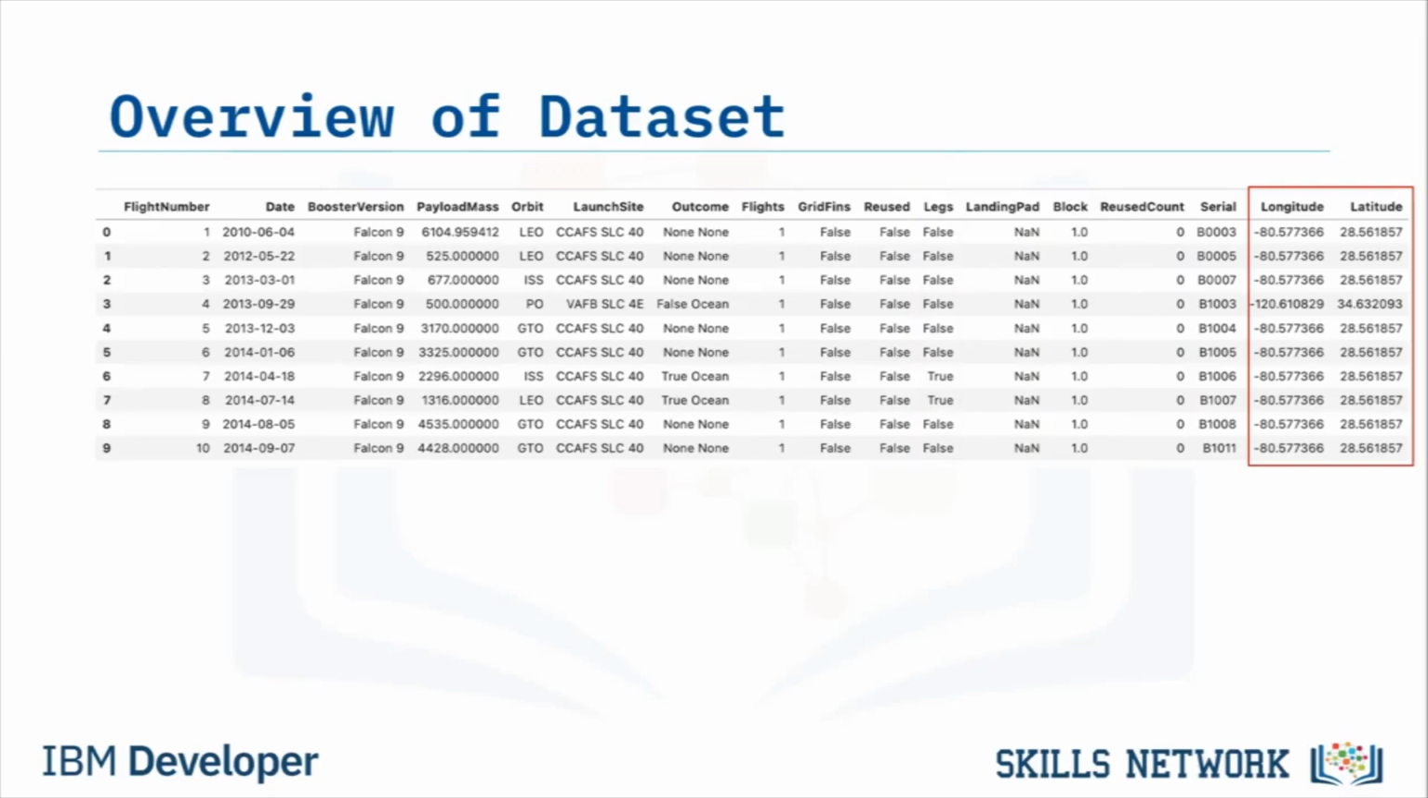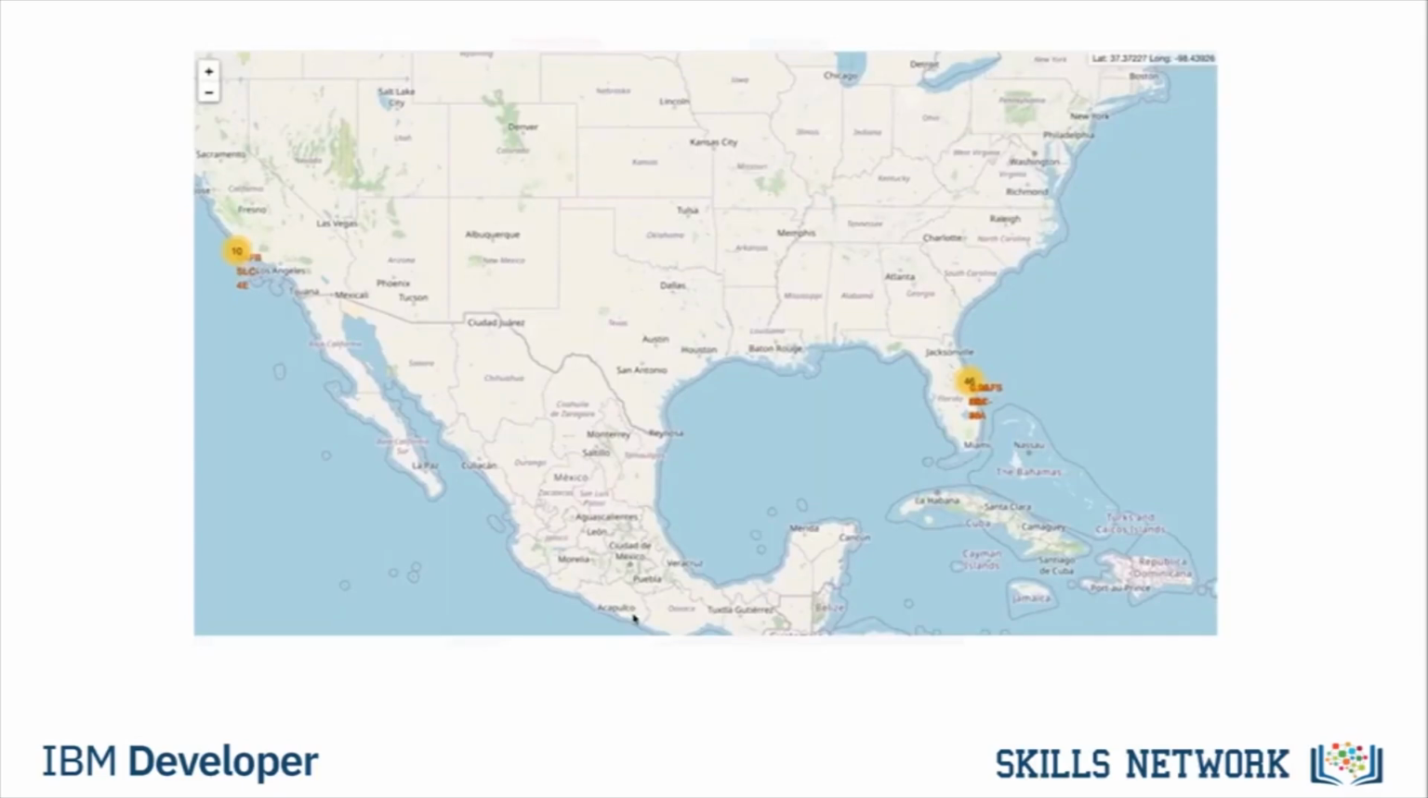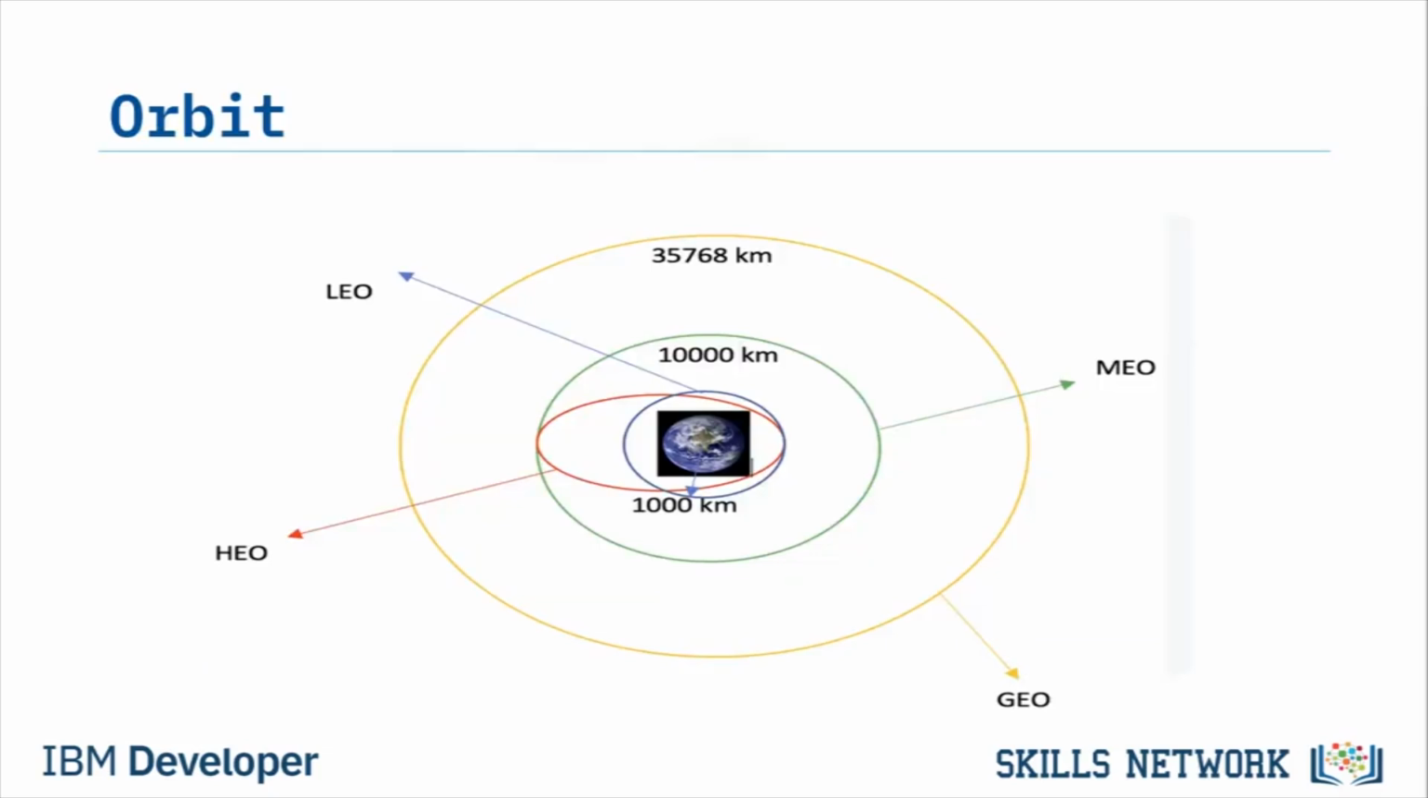Let's take a look at some of these attributes. The column launch site contains the different launch sites, including Vandenberg AFB Space Launch, Kennedy Space Center, and CCAFS SLC-40. The column orbits are the different orbits of the payload. For example, low Earth orbit, or LEO, is an Earth-centered orbit with an altitude of 2,000 kilometers. And GTO, a geosynchronous orbit, is a high Earth orbit that allows satellites to match Earth's rotation.